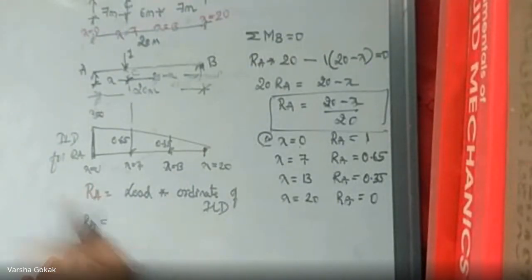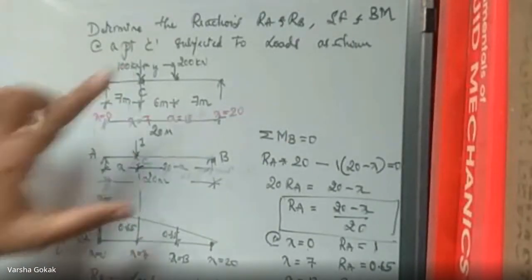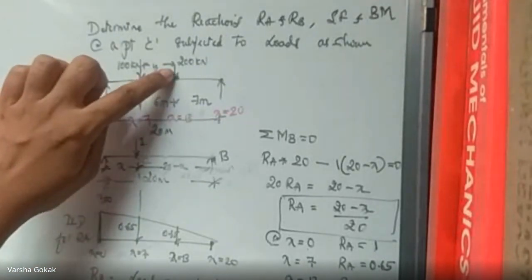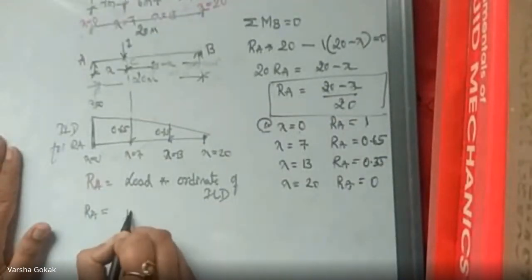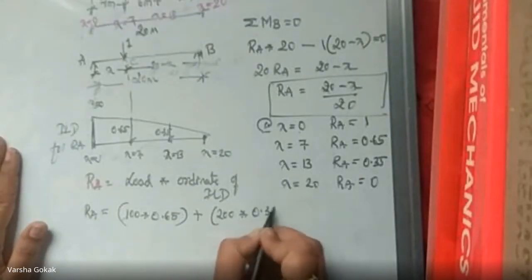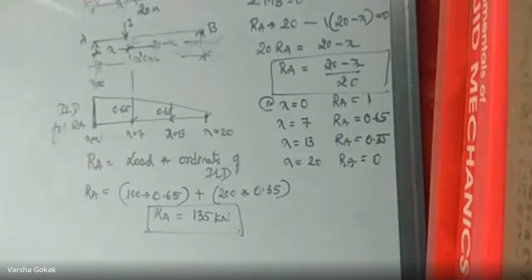So now if I want to calculate RA, the overall reaction, then it is going to be, I have 100 kilonewton force acting over here and the ordinate here is 0.65. I have 200 kilonewton force acting here and the ordinate of that is 0.35. So I will write it as 100 into 0.65 plus 200 into 0.35. Okay, get me the value of RA. 135. 135 kilonewtons.